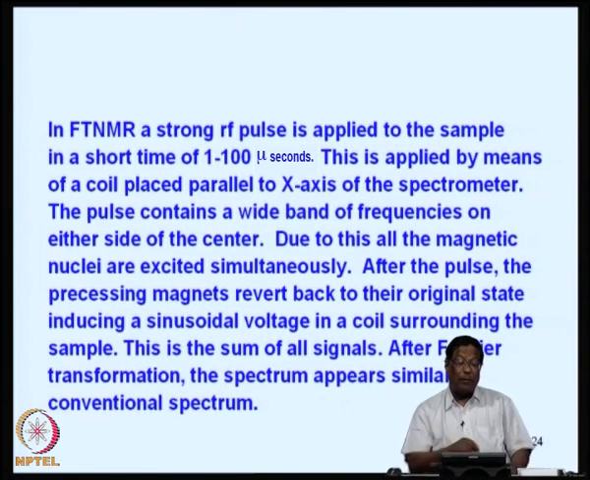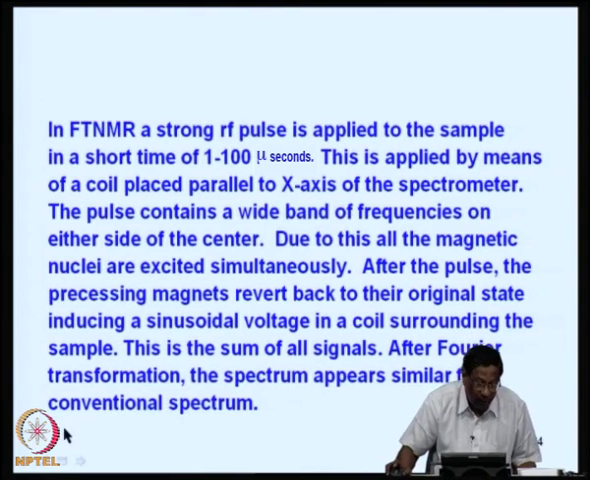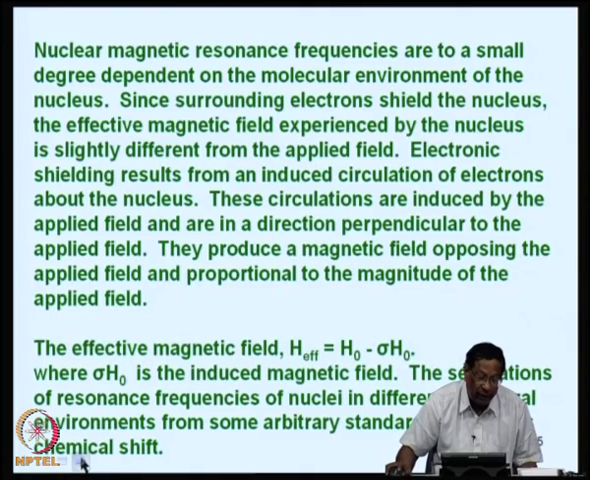So, after the pulse, the precessing magnets revert back to their original state, inducing a sinusoidal wave that we discussed while discussing FTIR, and a corresponding sinusoidal voltage is obtained in a coil surrounding the sample. So, this is the sum of all these NMR signals, and after Fourier transformation the spectrum appears similar to the conventional spectrum. So, the NMR spectrum can also be obtained using the Fourier transform method.